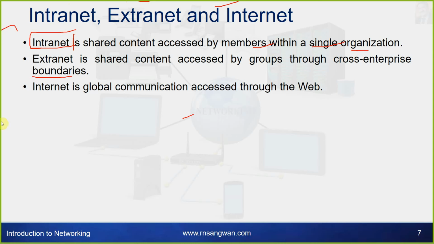And internet is global communication, which is a hybrid network of networks, where different types of networks are connected through channels, through gateways, through bridges, through switches, where you can access from anywhere in the world. So across the web.